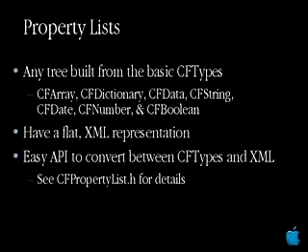So just a reminder, a property list is any tree built from the basic CF types. I've listed them again here. Array, dictionary, data, and string should handle 90% of your data. Date, number, and Boolean make up the rest. Property lists have a flattened XML representation, and there's a very easy API to convert back and forth between the rich CF type tree and the flat XML data. If you're interested, see cfpropertylist.h for details. There's also documentation on the web.